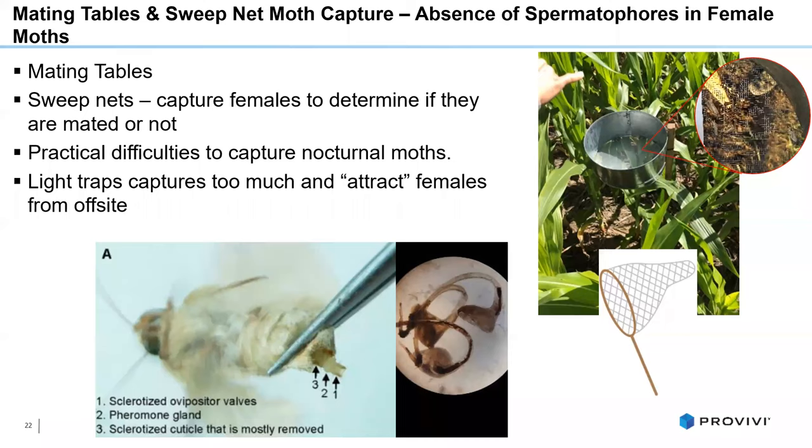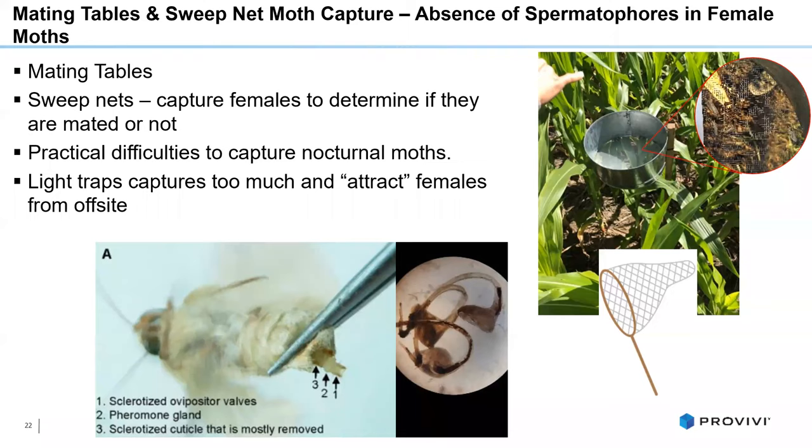And it is not an easy task because most of them are nocturnal moths, right? So including the fall armyworm. So we need to go a little late in the night or early in the morning to recapture these females and dissect them to understand whether they have spermatophores or not. Spermatophores are nothing but egg sacs. So that's the way to find out whether they have mated or not.